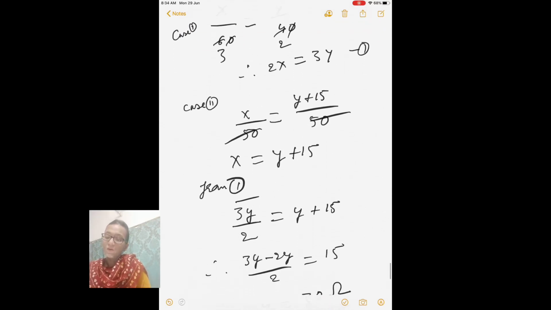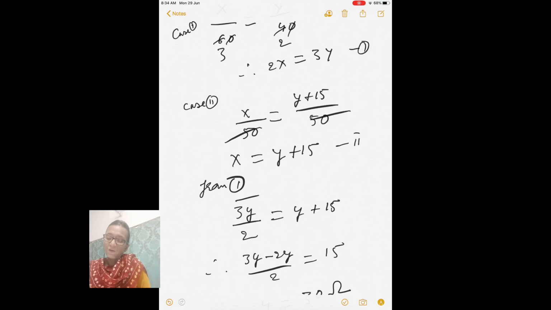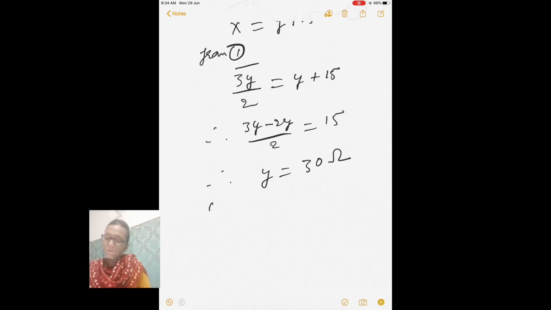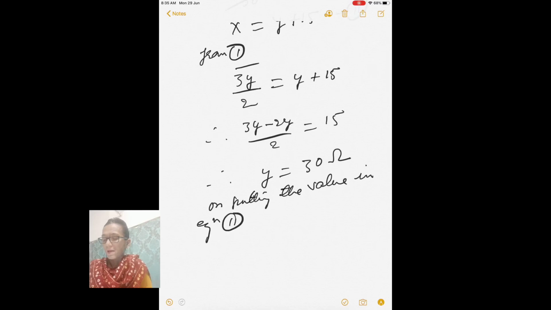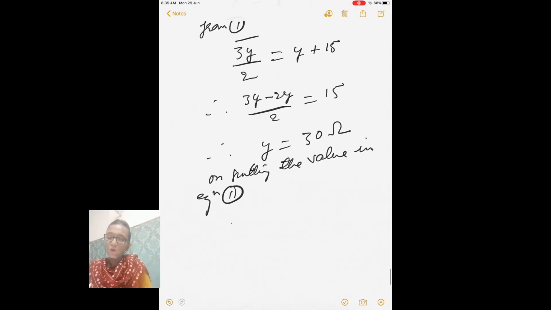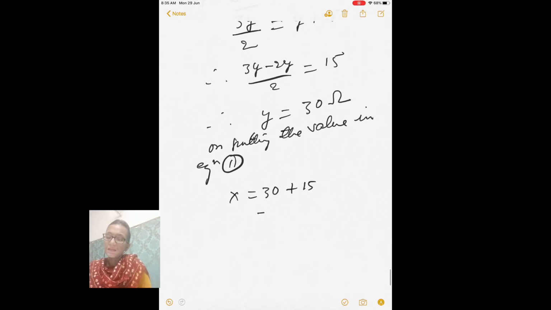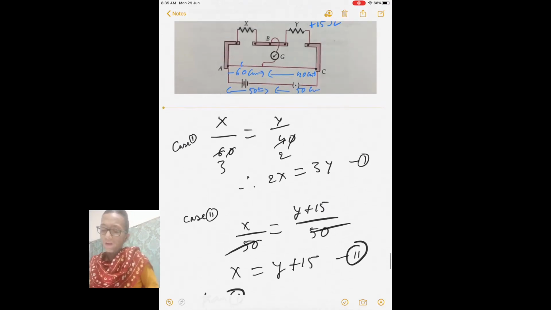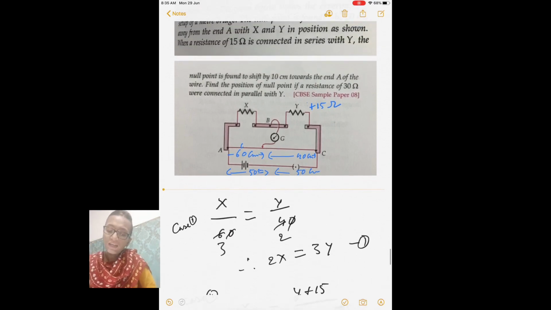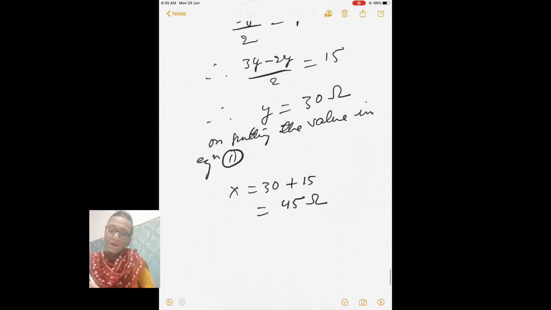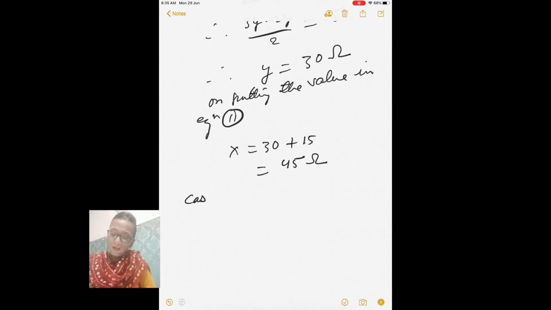Now putting this value in any equation, in equation 2, we find that x is equal to 30 plus 15, and this is equal to 45 ohm. So we obtain x and y. Now the question is a different one. Question is the case third. Now we are to simplify for case 3.